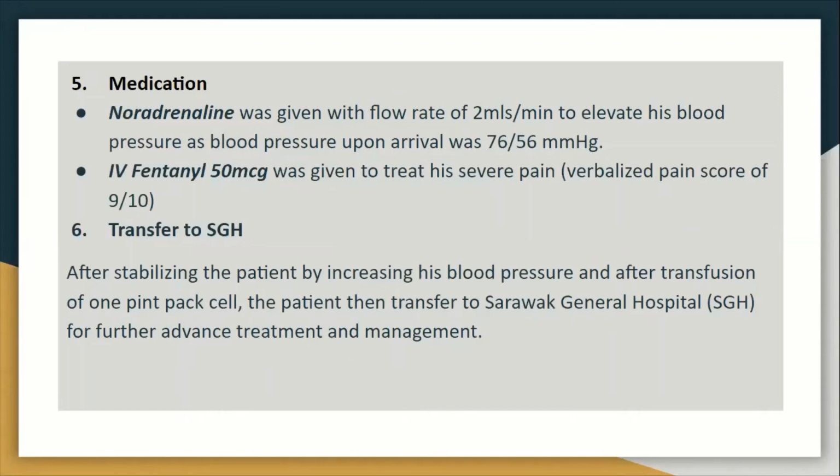Fifth, medication. There are 2 medications that have been given to the patient, which are noradrenaline and IV fentanyl 50 microgram. Noradrenaline was given at a flow rate of 2 mL per minute to elevate his blood pressure as the blood pressure upon arrival was 76 over 56 mmHg. IV fentanyl 50 microgram was given to treat his severe pain, verbalized as a pain score of 9 out of 10.